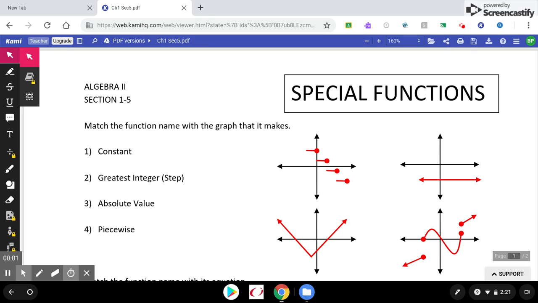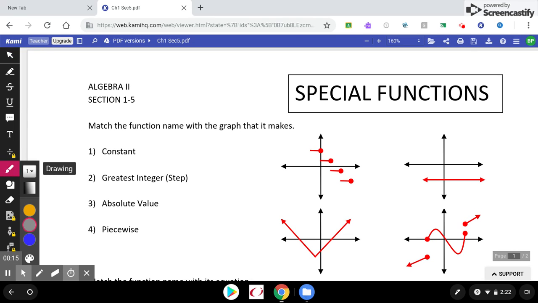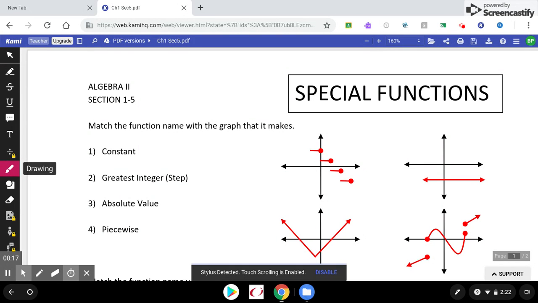Hey guys, we're going to do some more graphing here in section 1.5. This is called special functions, but there's just four different kinds of graphs to worry about here. This first one here, constant, we've actually already done that guy, but he does make a special graph and we'll look at it here in a second.